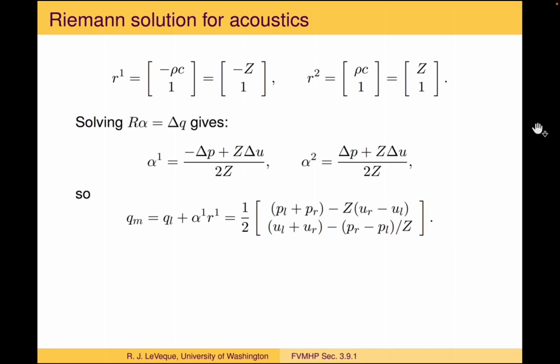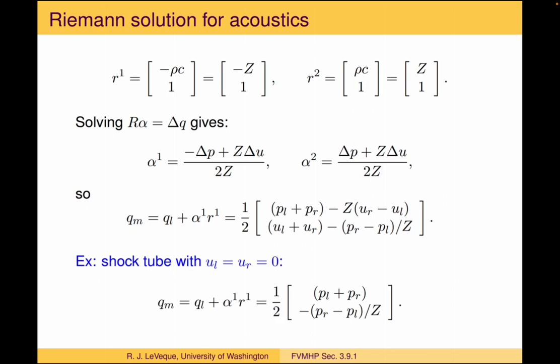Okay, so this summarizes again the Riemann solution for acoustics. We have the two eigenvectors solving the linear system, R alpha equals delta Q. In this case, you can work out what the inverse of this R matrix is very easily, or solve the linear system. And what you find is that you can write the solution, the alpha 1 and alpha 2, explicitly in terms of the jump in P and the jump in U, the right minus left state for each of those, and QM has the form shown below.